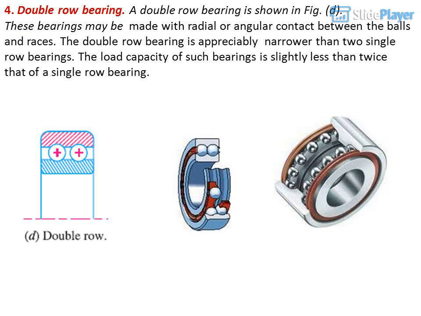4. Double row bearing. A double row bearing is shown in figure D. These bearings may be made with radial or angular contact between the balls and races. The double row bearing is appreciably narrower than two single row bearings. The load capacity of such bearings is slightly less than twice that of a single row bearing.